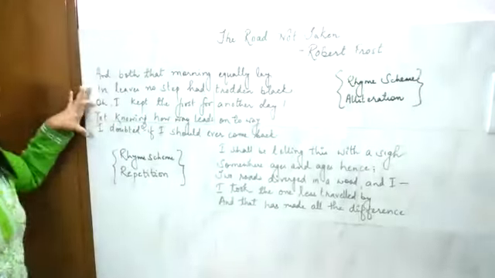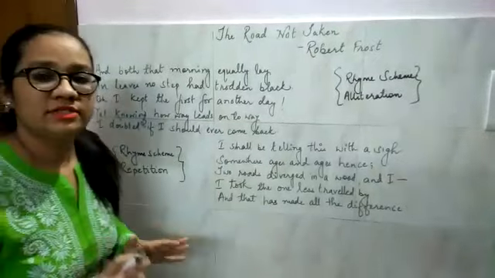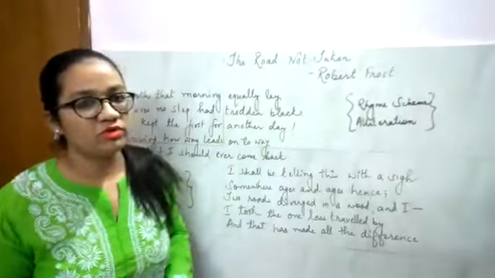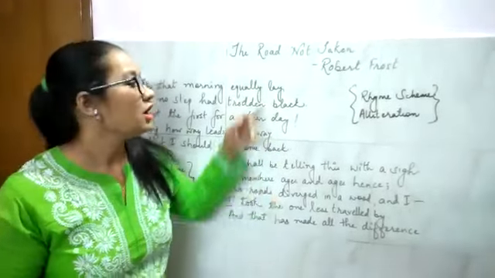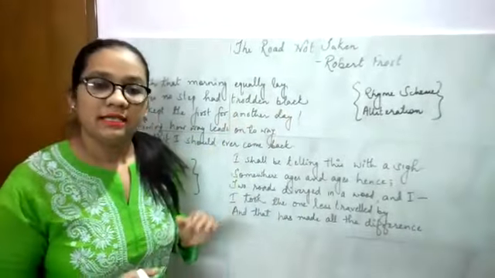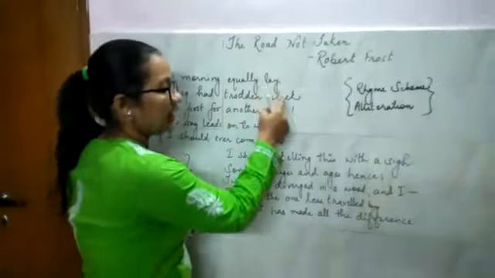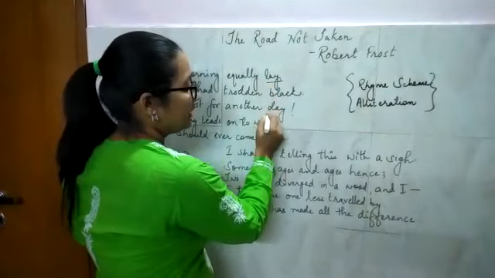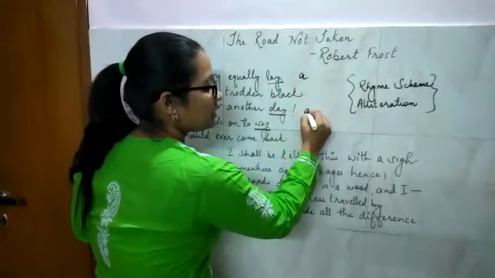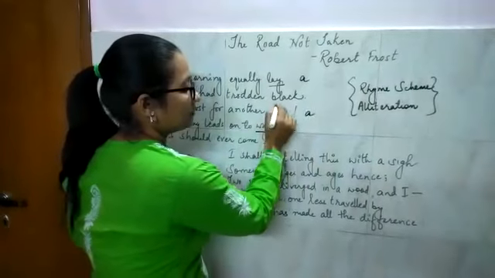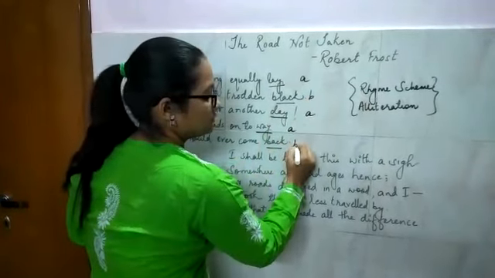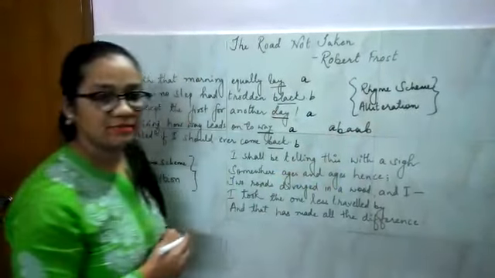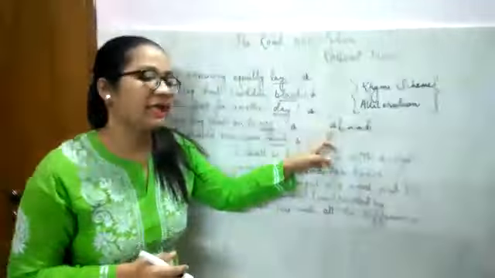Okay, stanza 3. Now we come to the literary devices. The first is rhyme scheme. I have told you that for rhyme scheme you have to stress upon the last words. Just say: lay, black, day, way and back. That means lay, day and way have similar sounds, and black and back have a similar sound. The rhyme scheme of the poem remains the same for this stanza also, that is A, B, A, B.